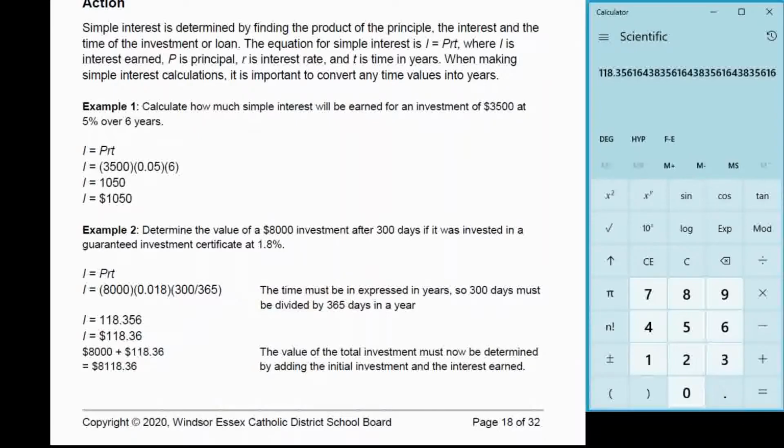The question says determine the value of this investment after 300 days, so not just the interest. Then we have to add in the $8,000. Because we're dealing with money, we have to be accurate to the nearest penny. The hundredths digit is pennies, so we would round this 5 up because there's a 6 after it. We would end up with $8,118.36.